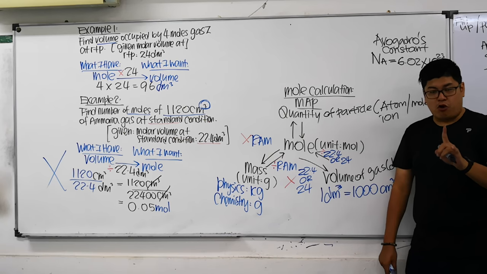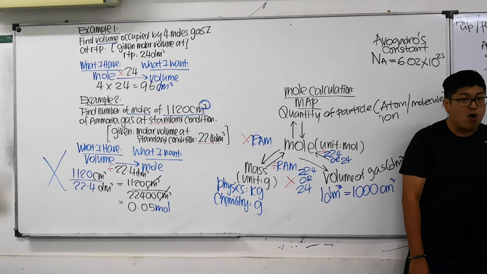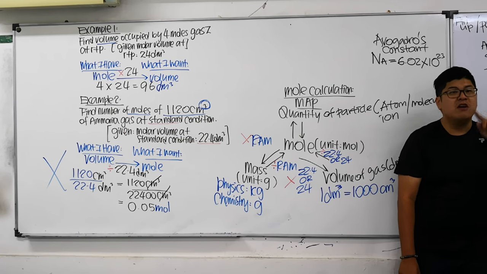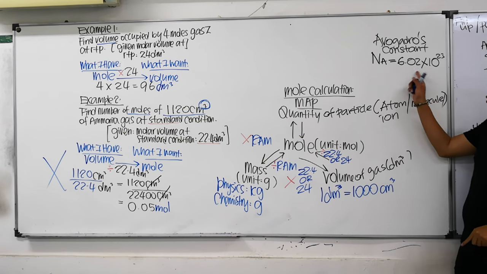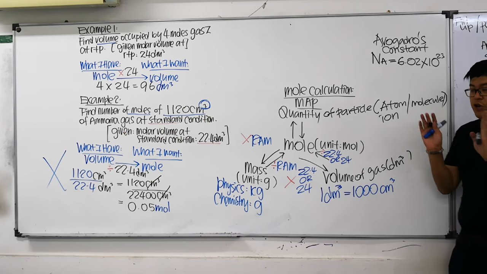Okay, it depends on the question. Theoretically, you learn 6.02, but sometimes the question gives you 6 times 10 power 23. So sometimes they don't give you the 02. It's okay. Here, they give you 1, you use 1. Don't question it.